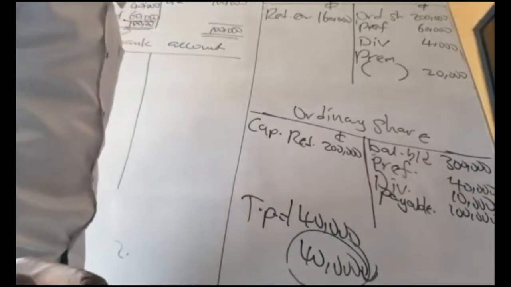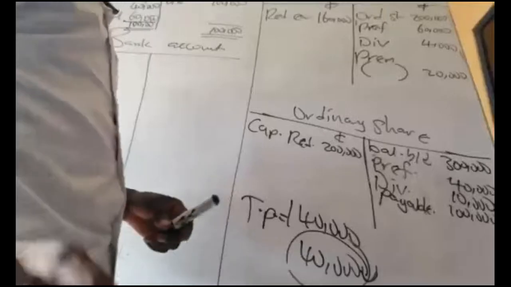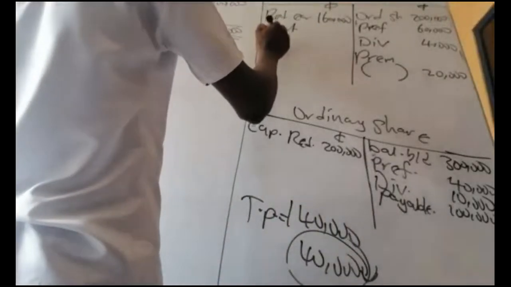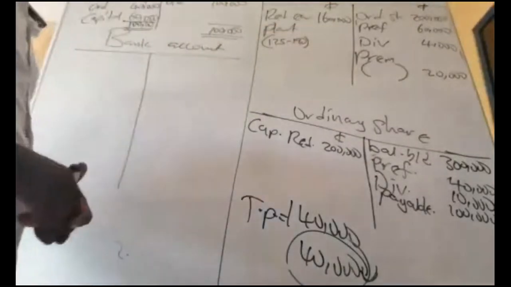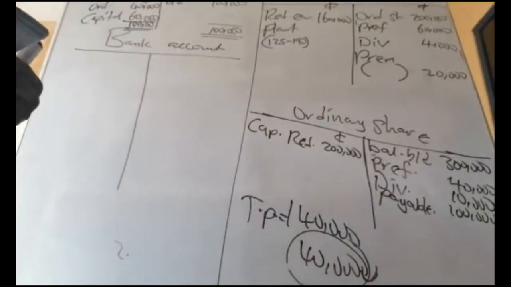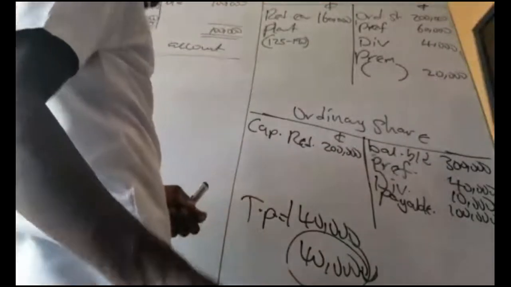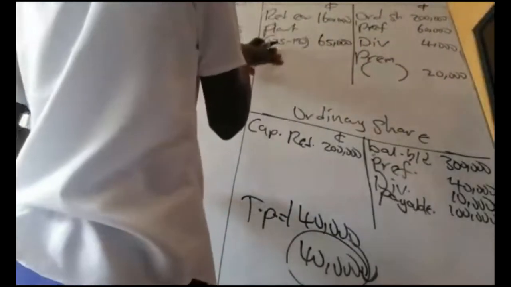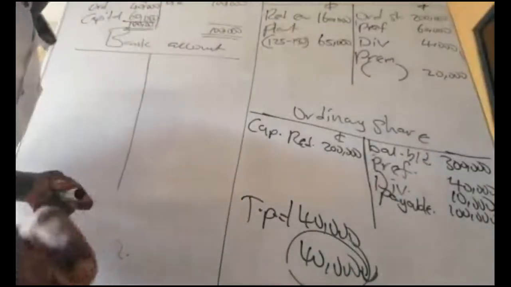So plant and equipment is what? 125 less 190. So that one is a loss. So plant, in bracket 125 less 190, and that will give us 65,000. It doesn't matter which one comes first, you can make it 190 minus 125. What matters is it's a loss. We are making it at the debit side. You are done.